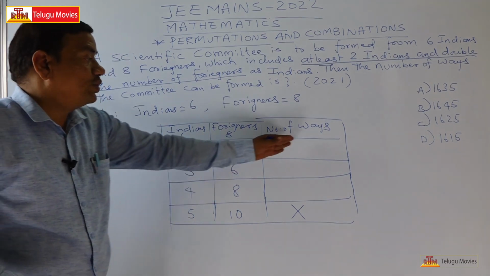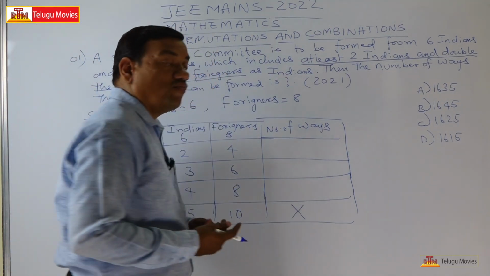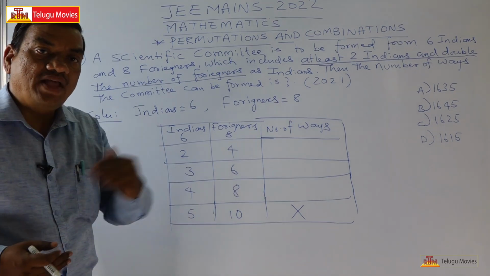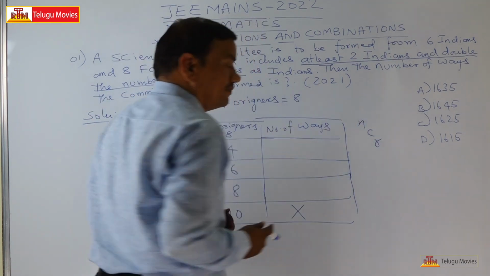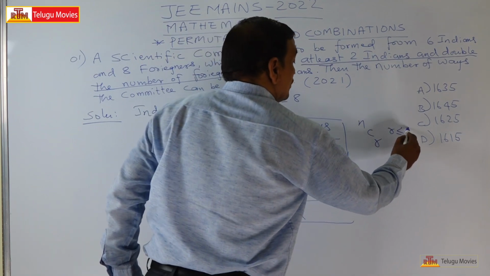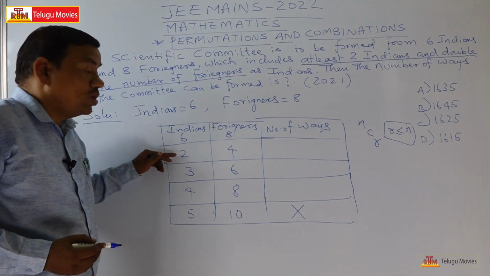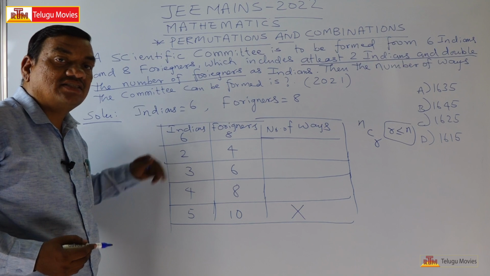Now coming to the number of ways, as we know we have the formula: the number of ways of selecting r distinct items from n distinct items is given by the formula nCr, where r is less than or equal to n. So here also, 2 Indians can be selected from 6 Indians in how many ways?